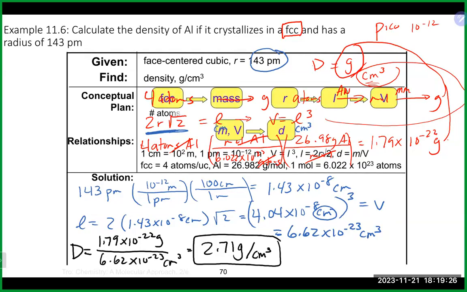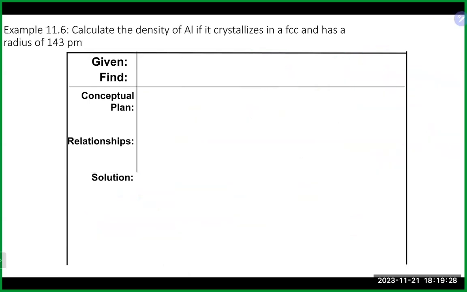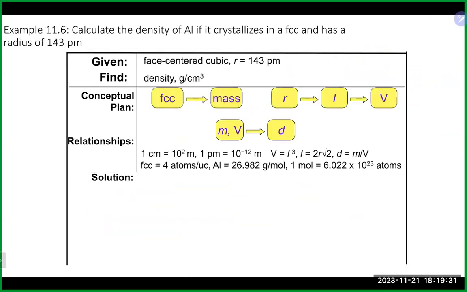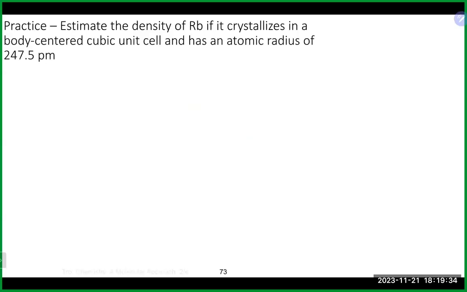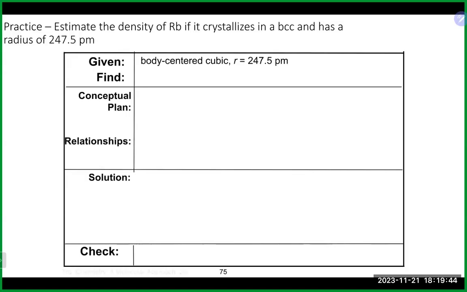All right, I did one, so how about you do one? All right, that's aluminum. Why don't you give this one a try: Rb crystallizes body centered. It has an atomic radius of 247.5 picometers. Again, pico there is 10 to the minus 12. Rb has a molar mass of about 85.47.